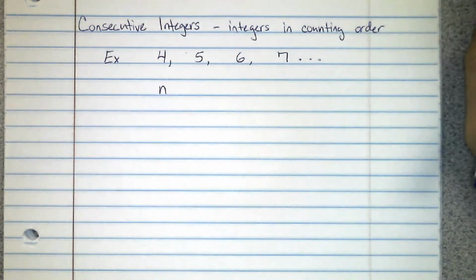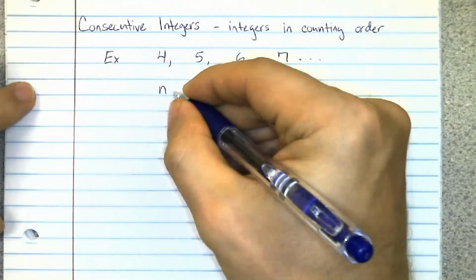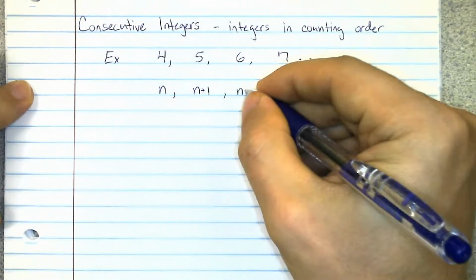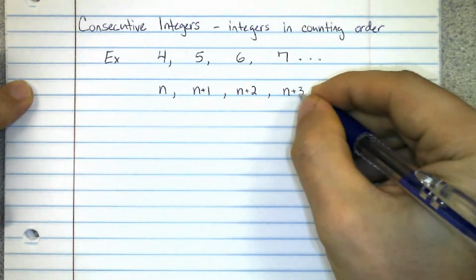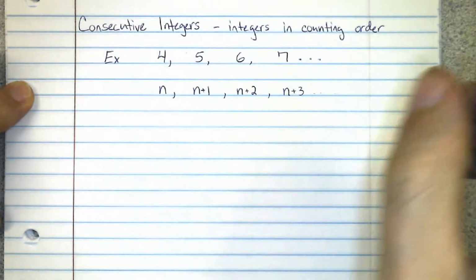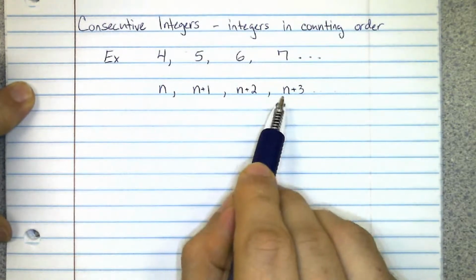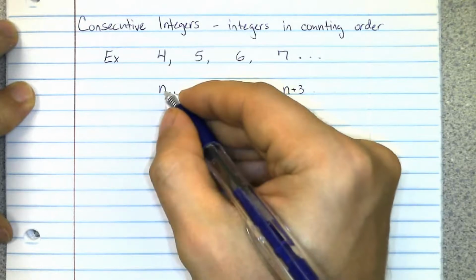Take a look. If I assume that the number 4 is equal to the letter n, let's just say n, it stands for number, then the next consecutive integer would be n plus 1, the next n plus 2, the next n plus 3, and so forth. So what I'm saying is with symbols, consecutive integers can be written like this. I'll prove it to you and make sure that this makes sense to you.